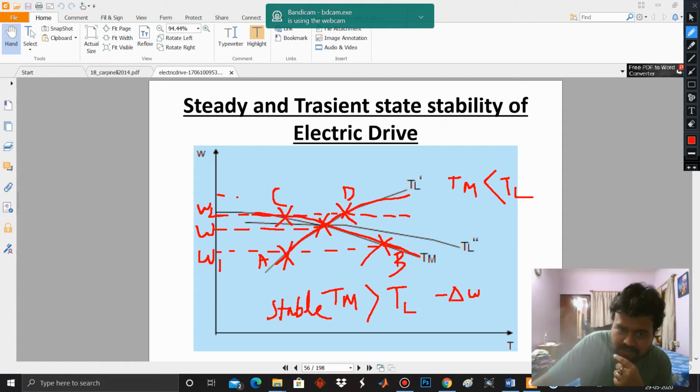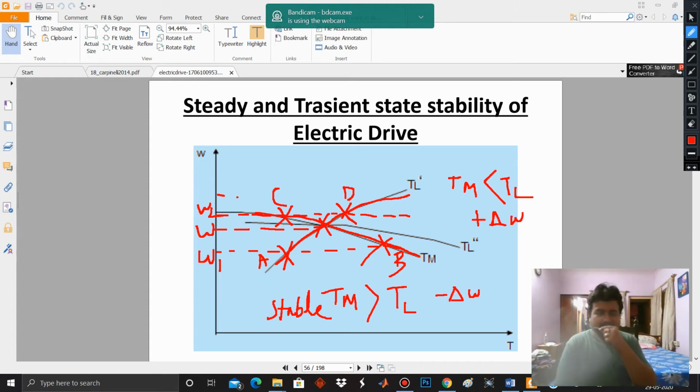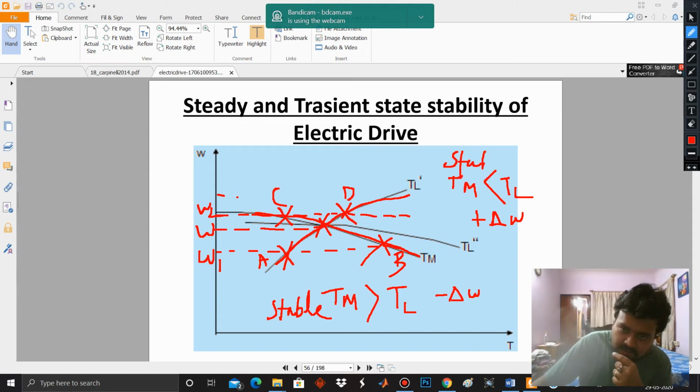And what about the acceleration? So acceleration is positive. So the change in speed is positive. So it is plus delta omega. That means accelerating. So obviously if there is a sudden disturbance which is causing acceleration, what should the motor do? The motor should slow down. So the motor torque should be less than the load torque. So for this case, this is also stable. So the operation is stable in this regard, whether the motor accelerates or decelerates.